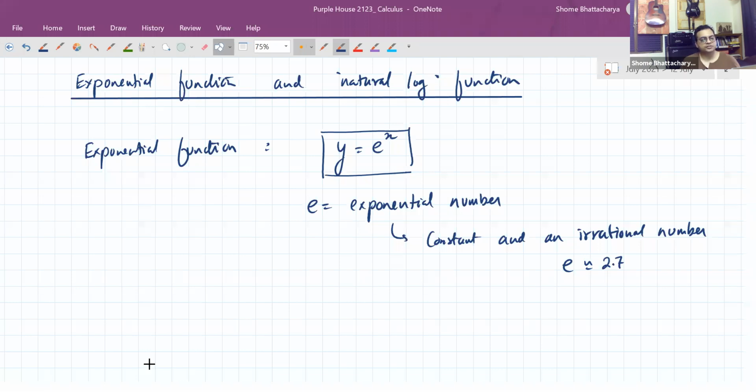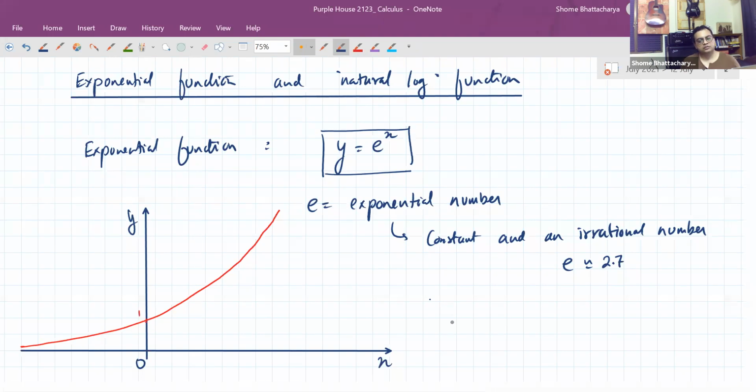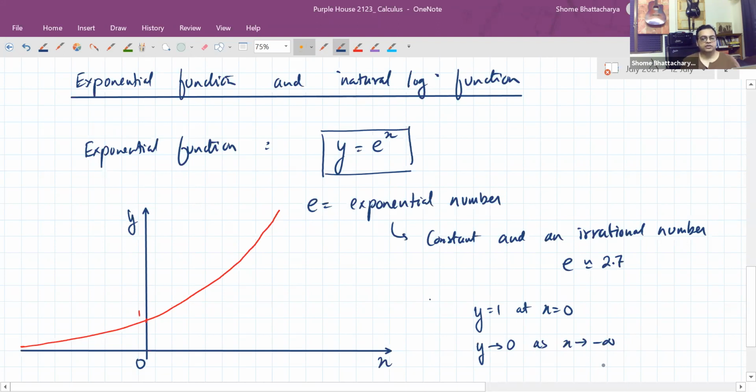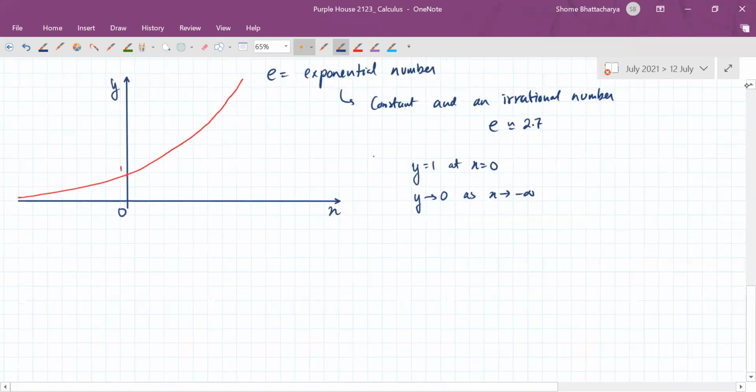So the graph of the exponential function looks something like this. It has this kind of behavior that at x equal to 0, the value of y is 1. y is equal to 1 at x equal to 0. y tends to 0 as x tends to minus infinity, whereas y tends to infinity as x tends to infinity.